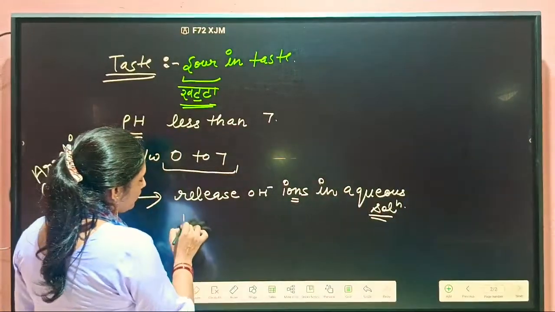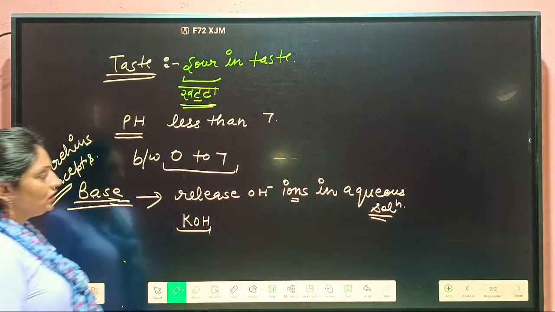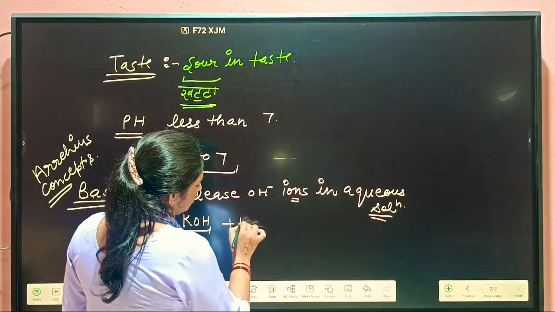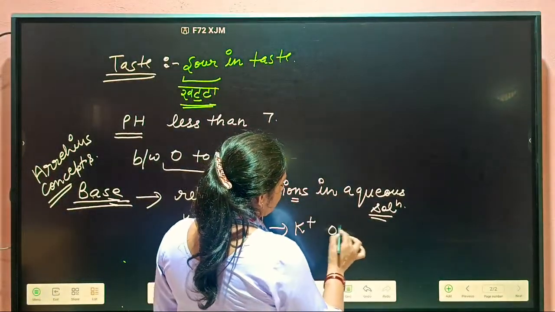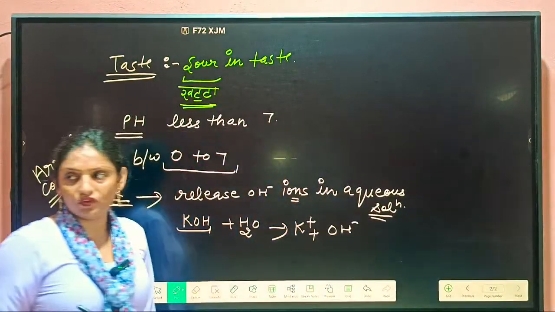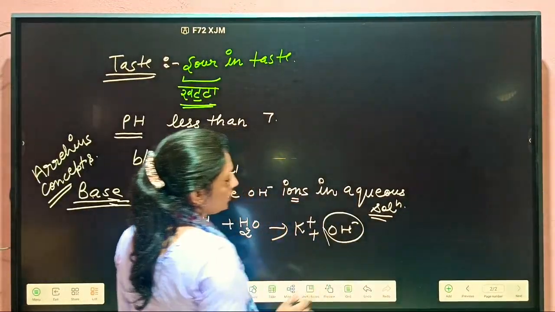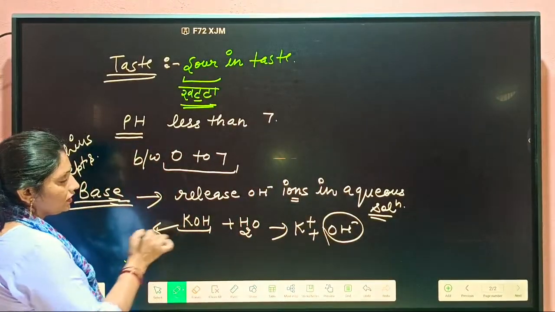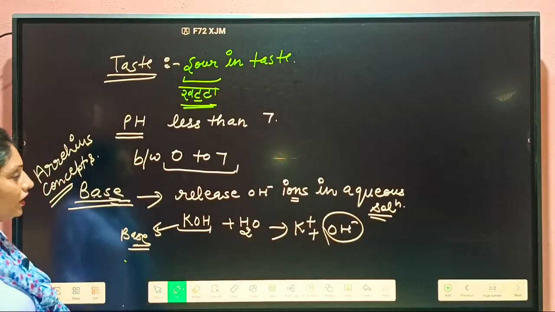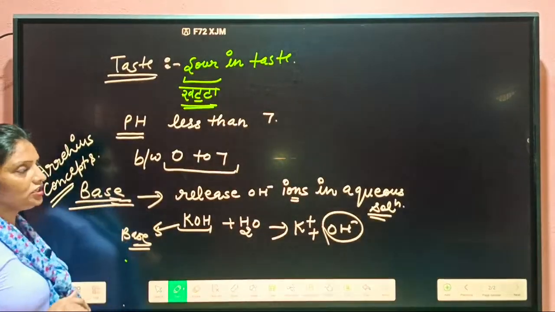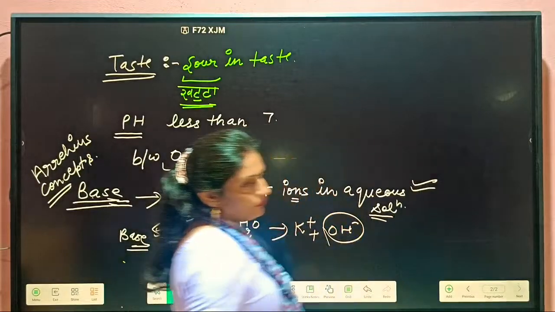Like, students, if I talk about KOH, potassium hydroxide, then if I dissolve it in water, it can decompose into K plus and OH negative ions. Because it is releasing OH negative ions, it is known as the base. So according to the Arrhenius concept, substances which release OH negative ions are known as the base.